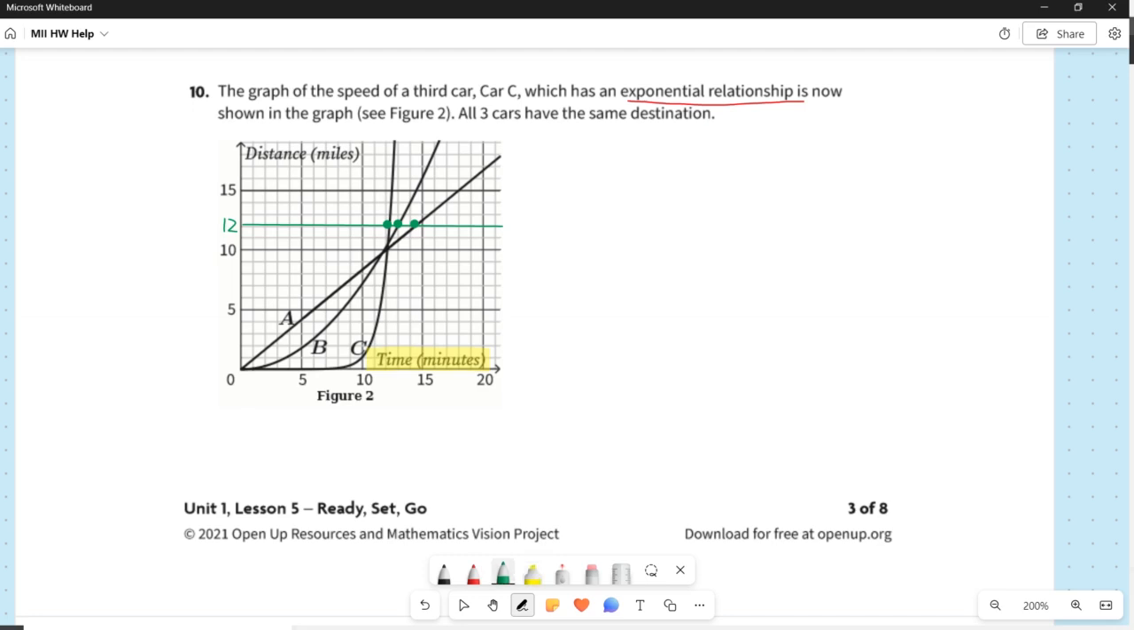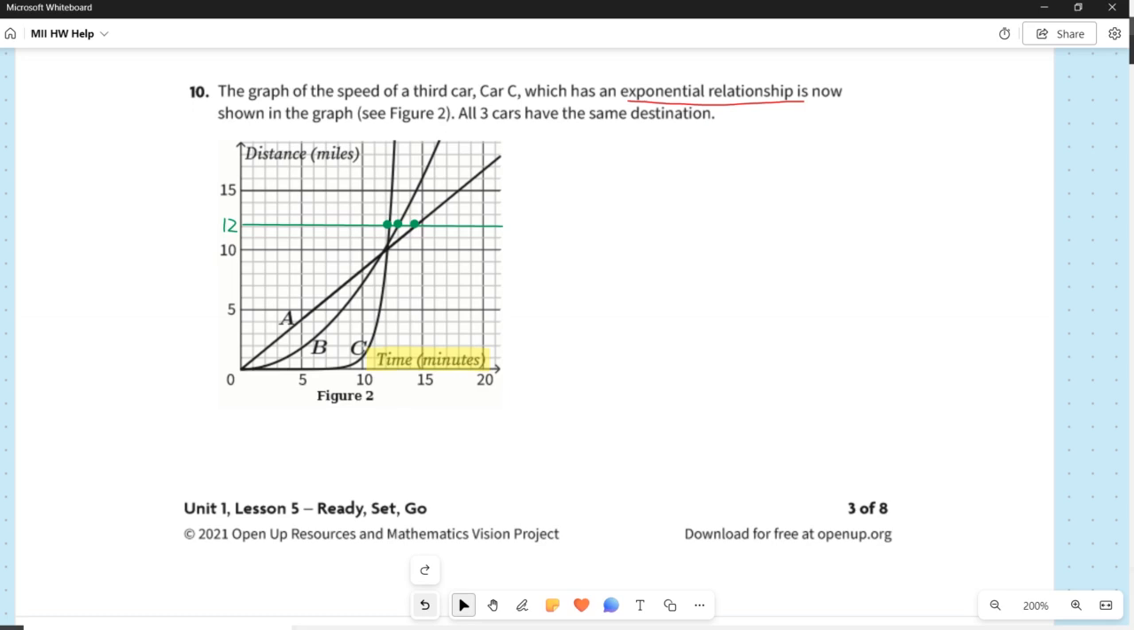And you can see that that is along this line right there, right? And that is car C. So car C is the first car, even though it did nothing for like 8 minutes, at roughly 12, maybe 12 and a half, we'll say. At roughly 12 and a half minutes, car C has traveled 12 miles.